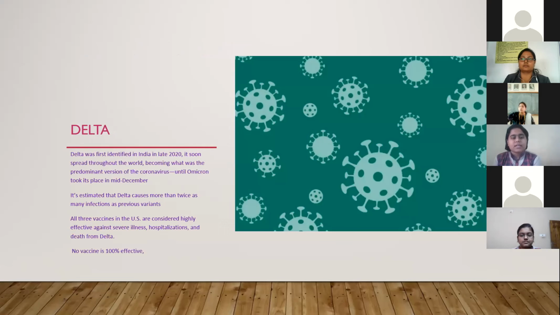Delta. Delta was first identified in India in late 2020. It soon spread throughout the world, becoming the predominant version of the coronavirus until Omicron took its place in mid-December. It's estimated that Delta causes more than twice as many infections as previous variants. All three vaccines in the US are considered highly effective against severe illness, hospitalizations, and death from Delta. No vaccine is 100% effective.